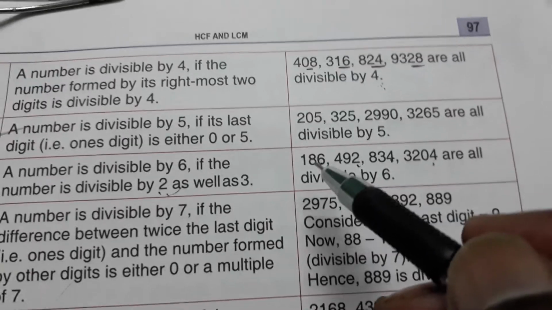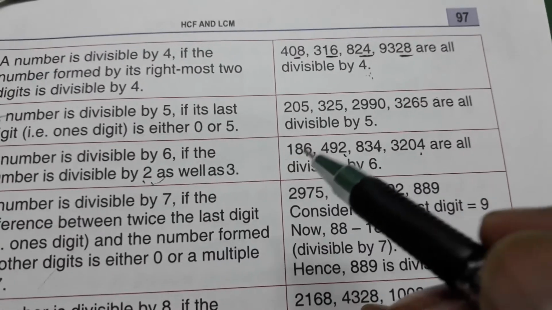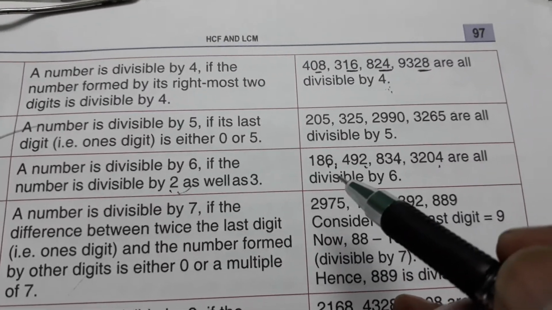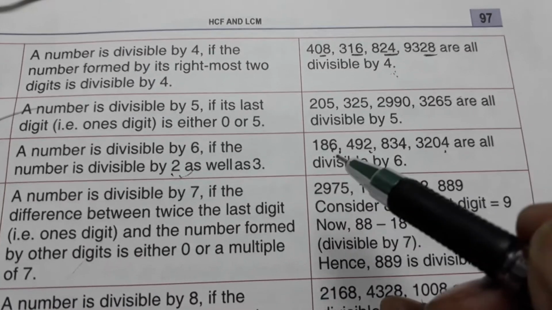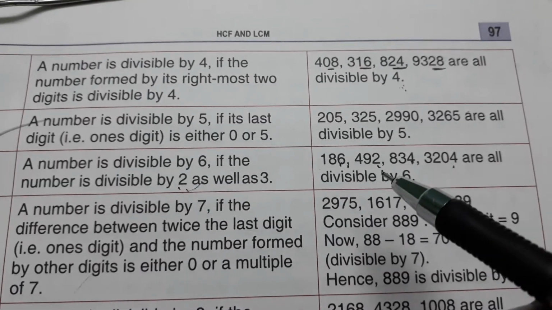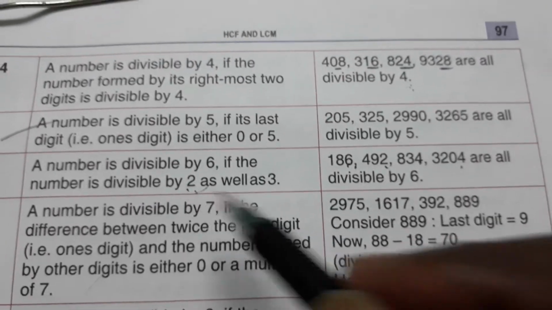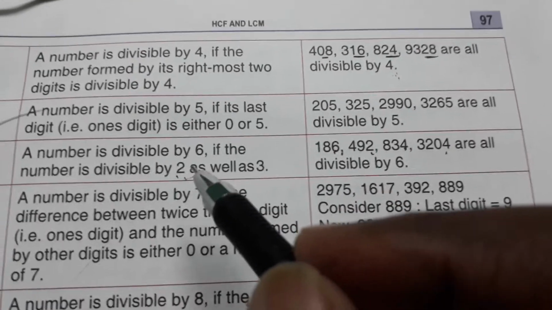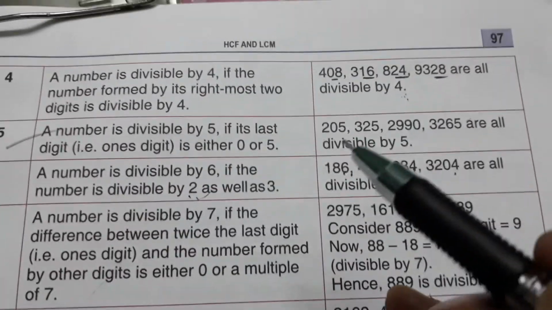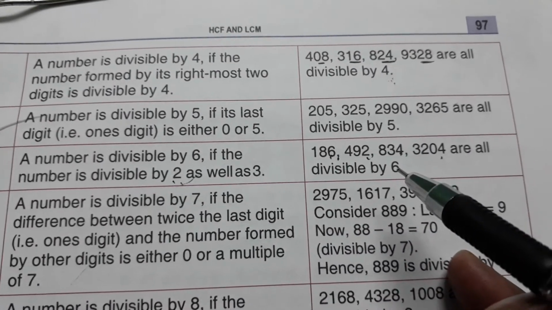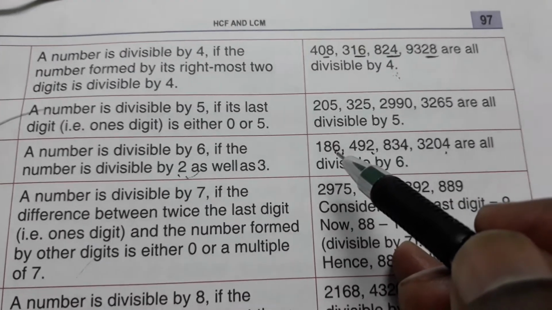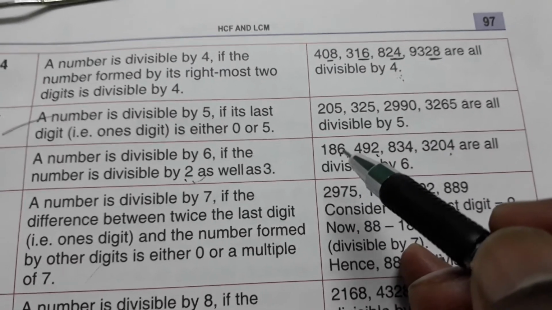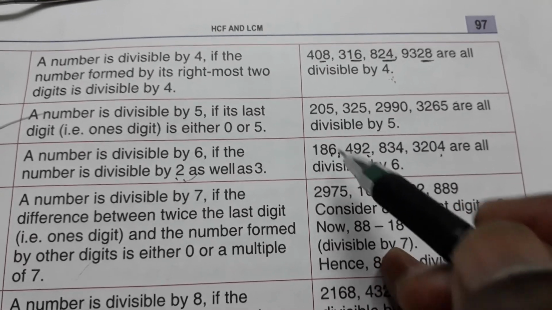Now we can say this number is divisible by 2 and this number is divisible by 3, so it is divisible by 6. Any number divisible by 2 and also 3, only then is that number divisible by 6. If either fails, it is not divisible by 6. Both must happen. Here the last digit is even, so it is divisible by 2, and adding the digits you get 15, which is divisible by 3, so the number is divisible by 3.